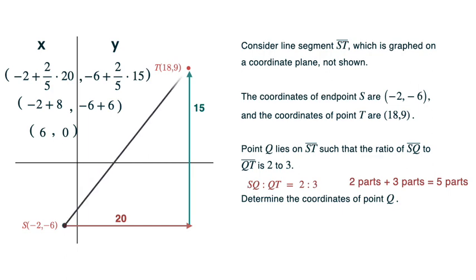Now let's just sketch a quick line segment between S and T as the endpoints. Let's locate 6, 0, and does it seem to you that that placement matches the detail that the ratio of SQ to QT is 2:3? Looks good.